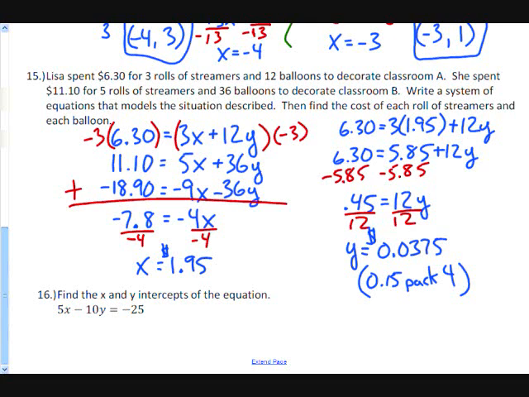And I did that with just some quick math. If I multiply the 0.0375 times 4, it gets me to an even decimal amount in terms of money. But this gives me my x and my y, which is sufficient for this example. Okay?